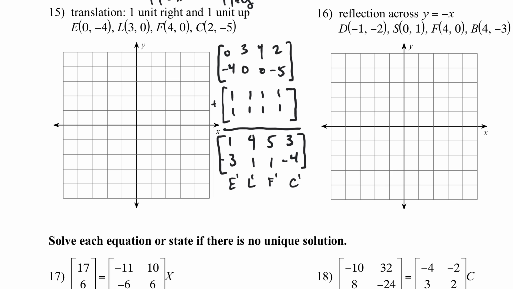I add them together. I'm going to get the new values, the E prime, L prime, F prime, C prime. I'm going to graph these. So over x1 down to -3. So we would have a point here. This would be E prime. L prime is over 4 and then up 1. That's L prime. F prime is over 5, up 1. That's your F prime. And then C prime is 3, 1, 2, 3, and then -4. 1, 2, 3, 4. So this is going to be your C prime. So we end up getting a quadrilateral that looks like this.